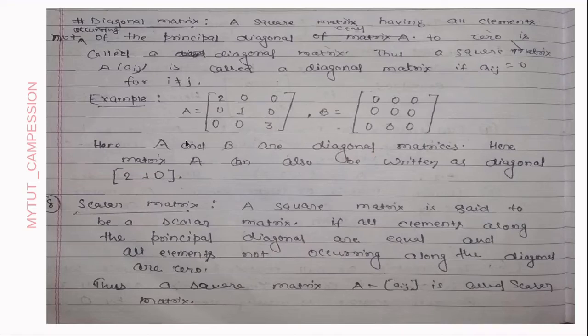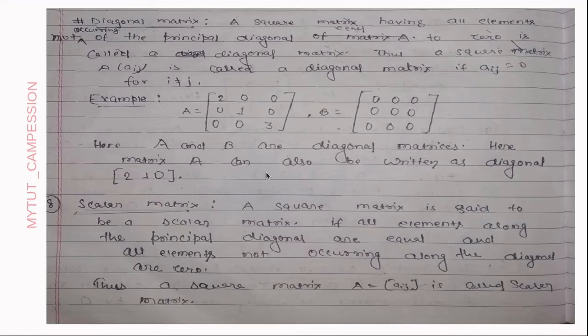Okay, for a diagonal matrix, first we need a square matrix, and all elements other than the principal diagonal must be 0. Okay, here A and B are diagonal matrices, and matrix A can also be written as diagonal 2 1 3. Sorry, 2 1 3. You can correct it.